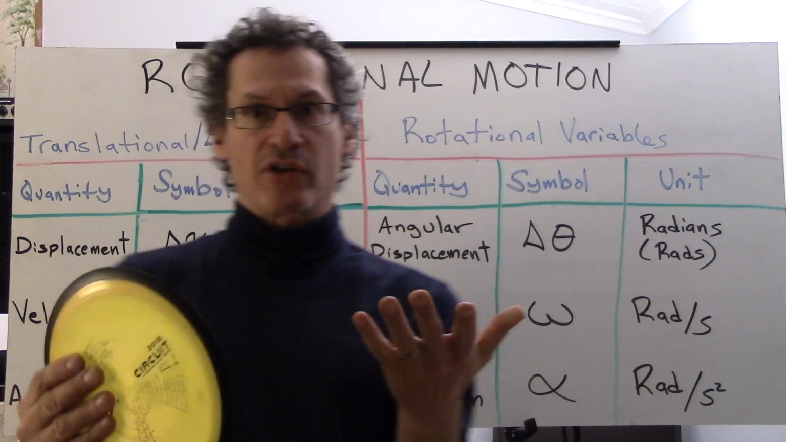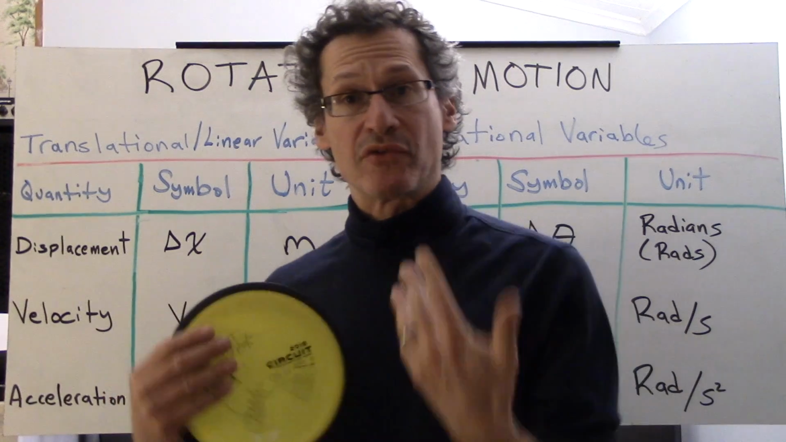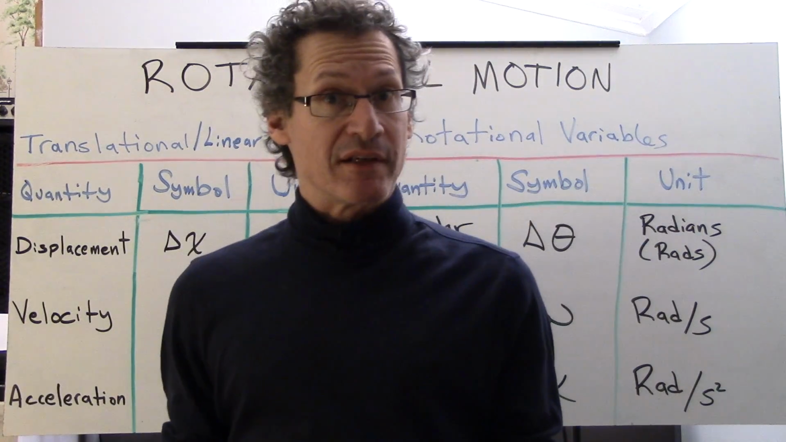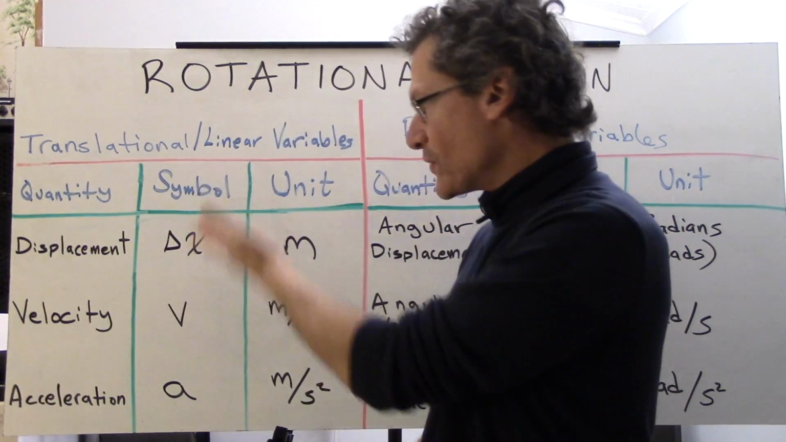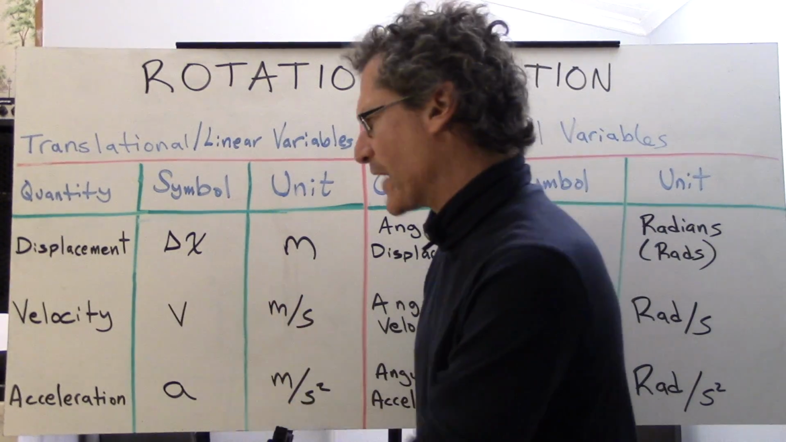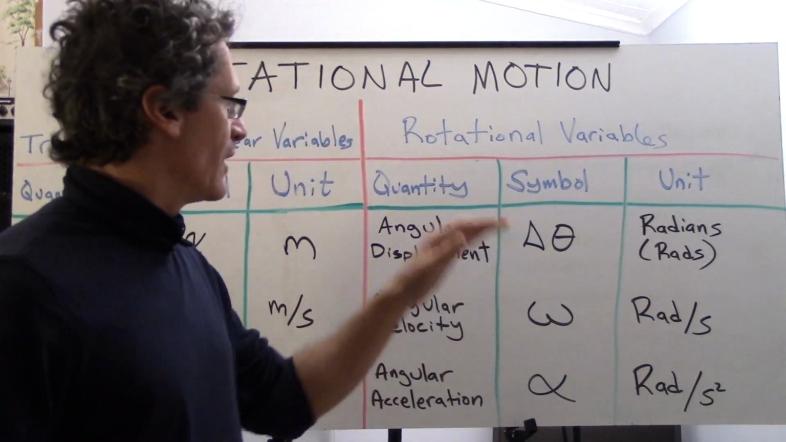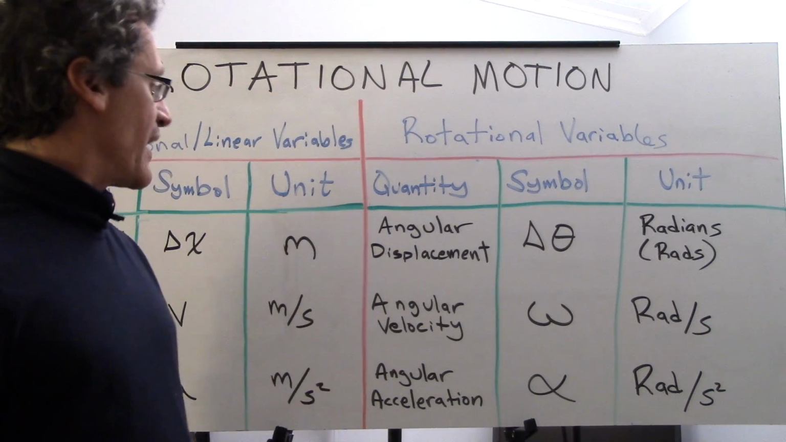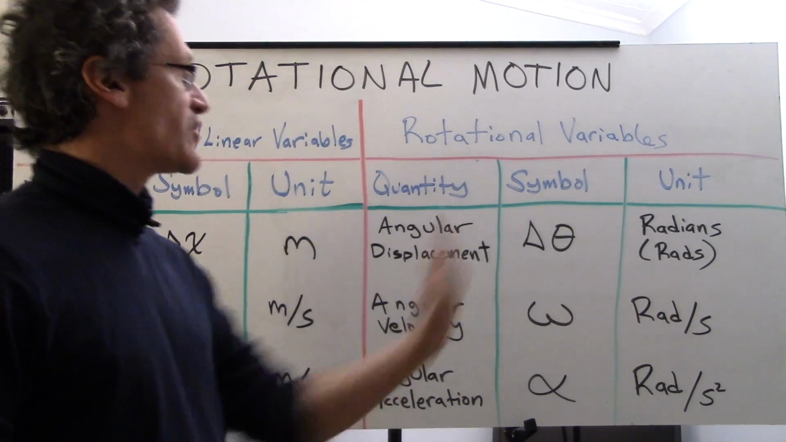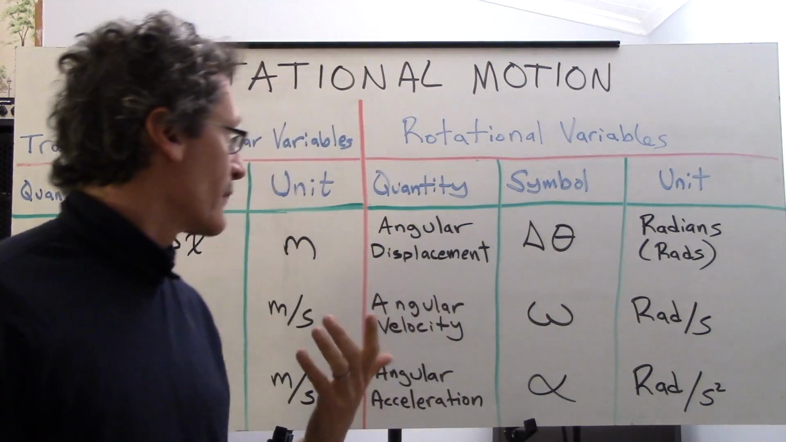Hey, rotational motion! What I'd like to do is introduce you to the new quantities immediately. Use the old ones. You're familiar with these: displacement, velocity, and acceleration. The new ones: angular displacement, angular velocity, angular acceleration. They're known as the rotational variables, okay?